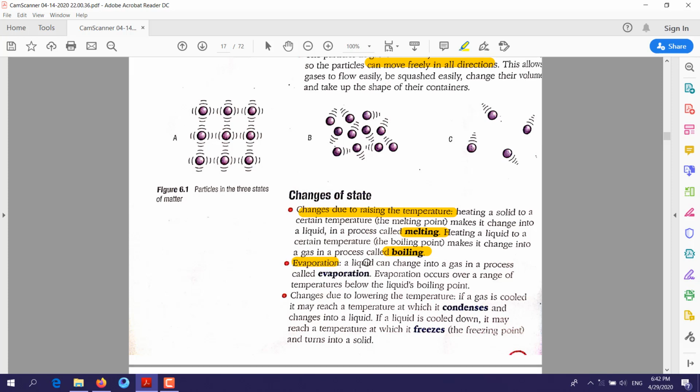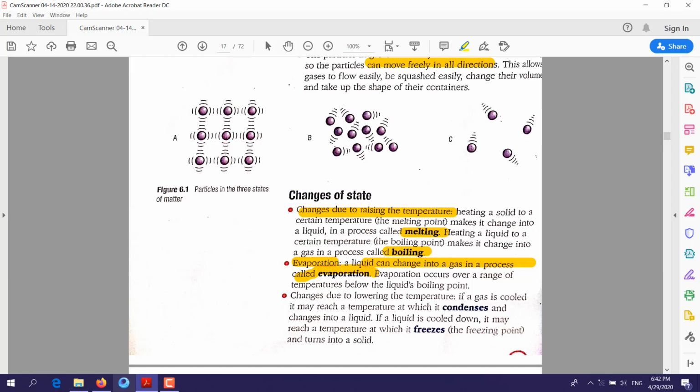Then we have something else, which is evaporation. A liquid can change into gas in a process called evaporation. Now maybe you will ask, what is the difference between boiling and evaporation? Both of these processes end with gas. You will have a liquid, and then it will be gas.